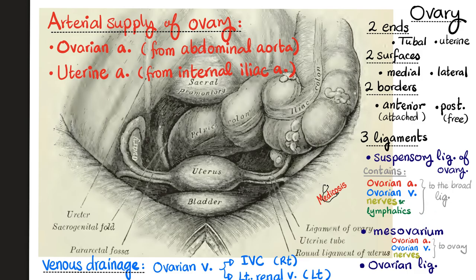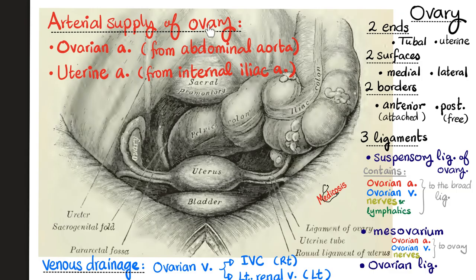The difference is that the suspensory ligament of the ovary is going to carry the ovarian vessels and nerves to the broad ligament, whereas the mesovarium is going to carry them to the ovary itself. And just like the sigmoid colon has sigmoid mesocolon, the ovary has mesovarium as well. It's a fold of peritoneum.